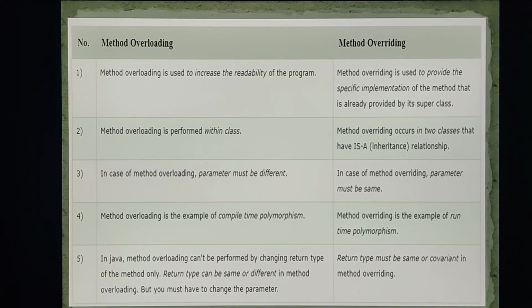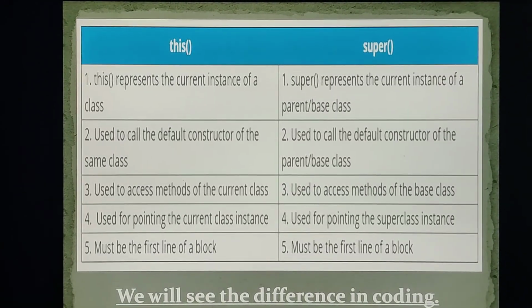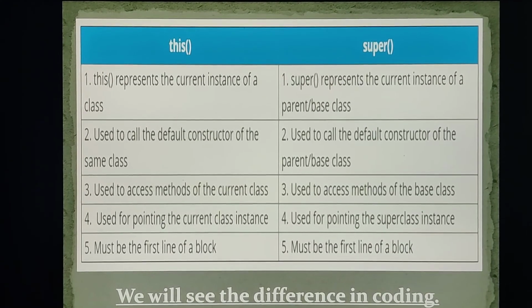Now come to next slide. This and super, what is the difference between these? This represents the current instance of a class, but super represents the parent class of the current class.